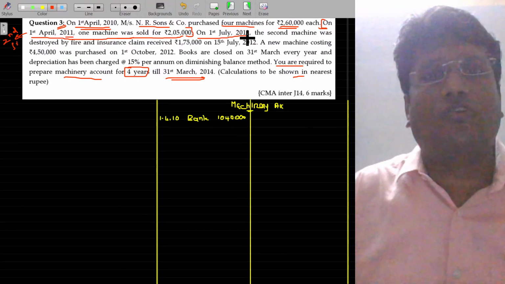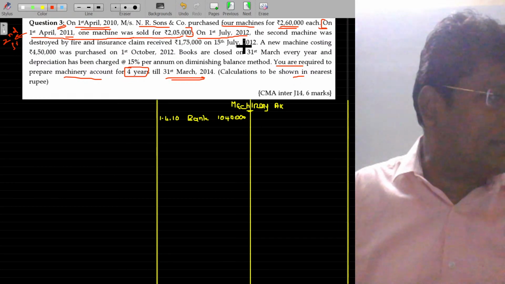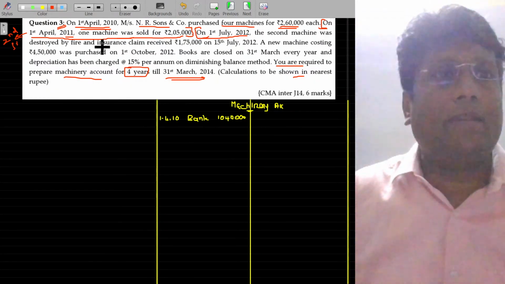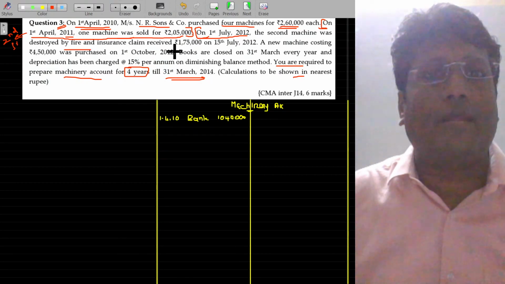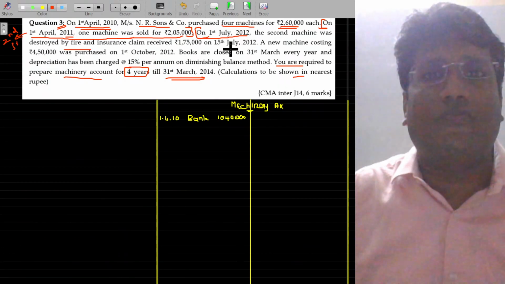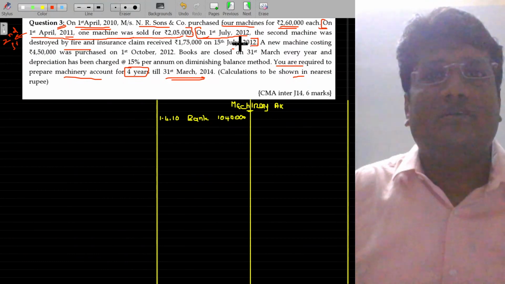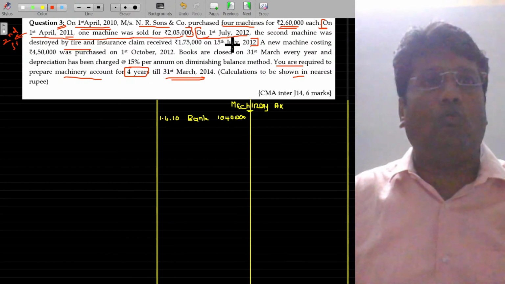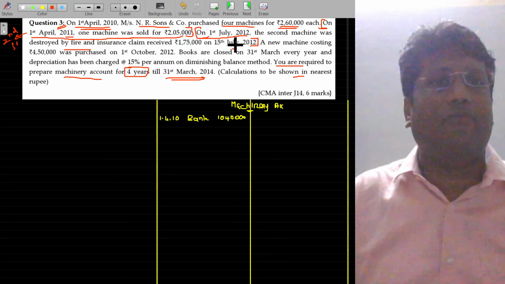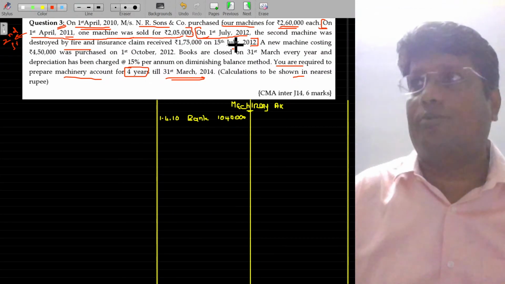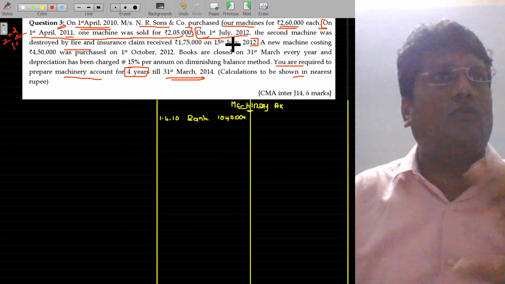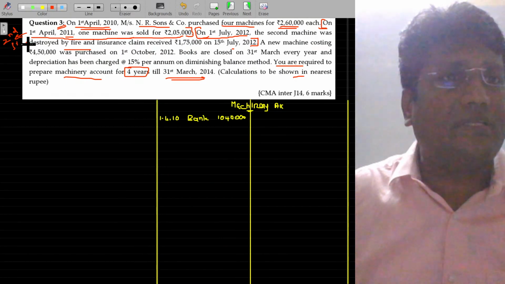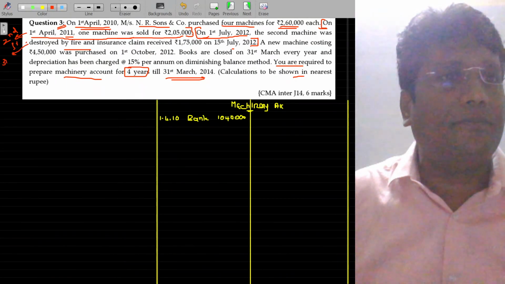On 1st July 2012, this is all about 12 and 13, one more year later. The second machine was destroyed by fire and the insurance claim was received on 15th July 2012. So in July 2012, meaning the 12 and 13 year, one asset was totally destroyed in a fire accident and the insurance claim is also receivable. We thought the asset had been insured. And this is all about which year? The third year. This is for the third year.